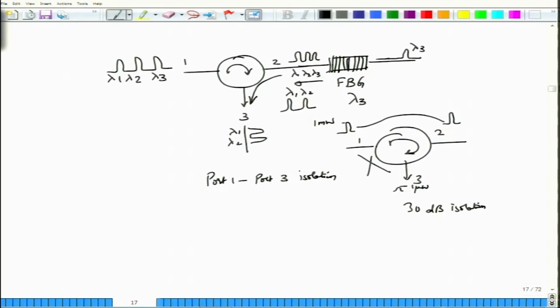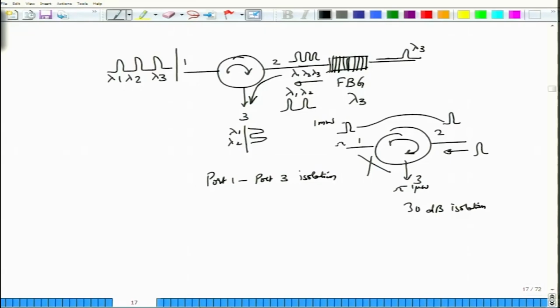Of course, it is the same notion that when you send in a signal at port 2, no signal will go to port 1. Of course, in practice there will be some residual signal from port 2 appearing in port 1, and that would again depend on the port 2 to port 1 isolation.